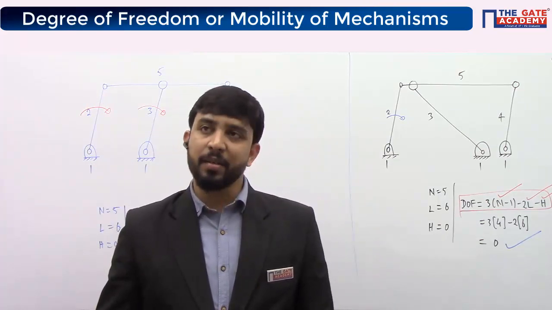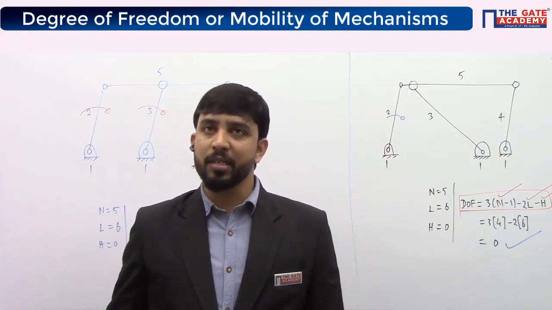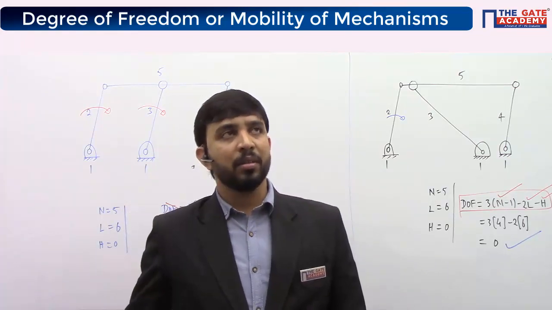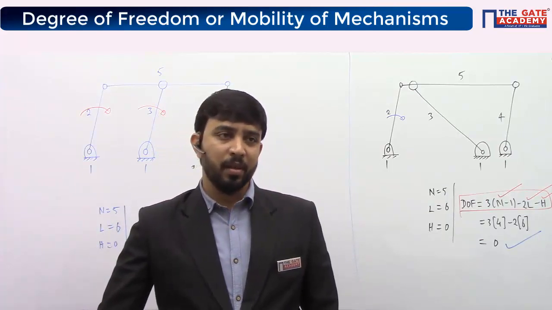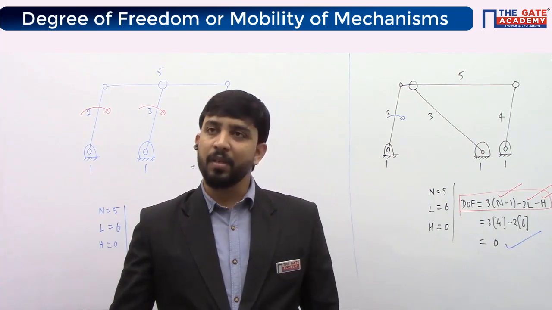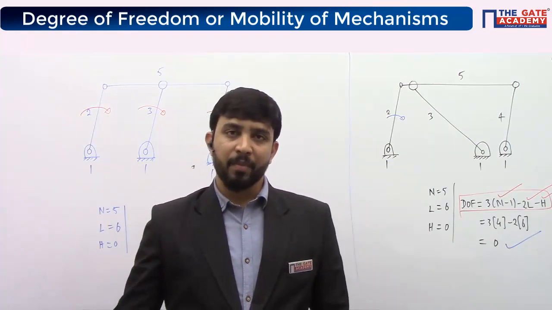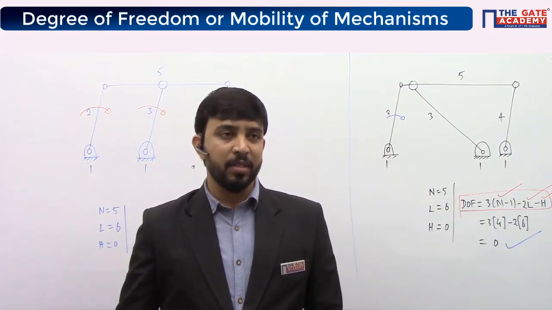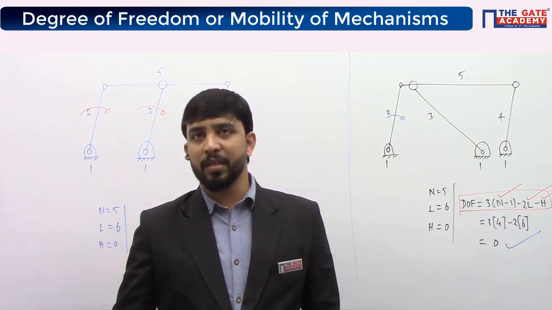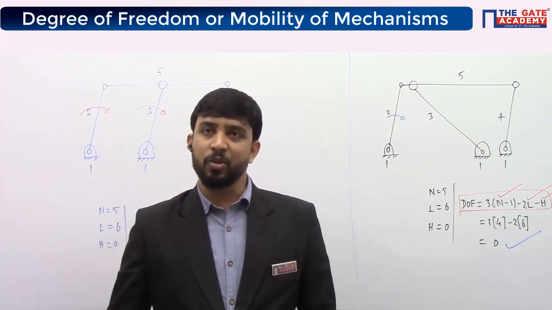Kutzbach's criterion for degrees of freedom of planar mechanisms gives incorrect results or fails in few cases. This is due to the reason that length of links and other geometrical properties are not considered for calculating degrees of freedom in Kutzbach's criterion.